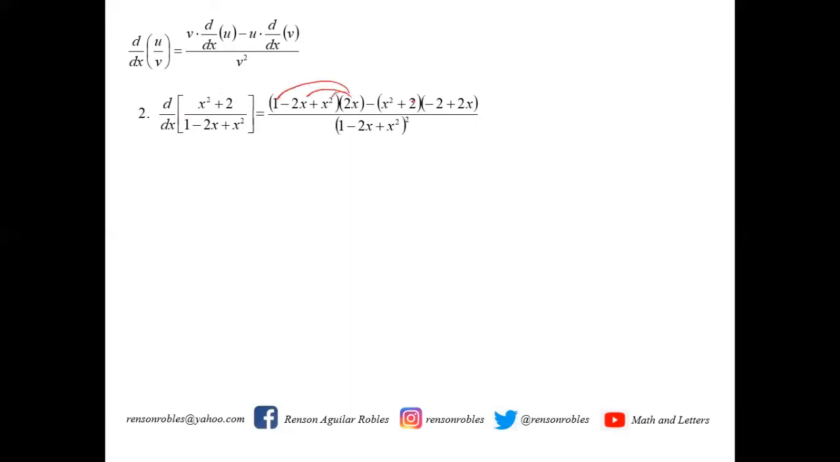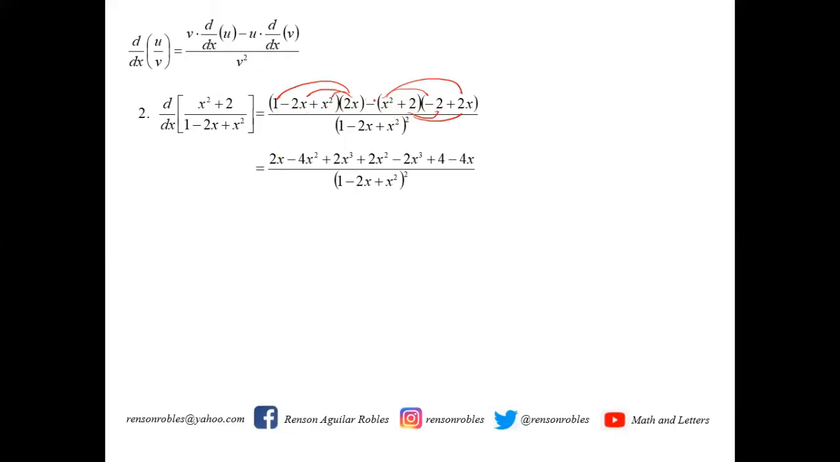Okay, as simple as that. You simplify this algebraically. You use the FOIL method for this one. Okay, and then you shall have, yeah, 2x times 1, that's 2x. 2x times negative 2x is negative 4x squared. 2x times x squared is 2x cubed. And then for this one, use the FOIL method. X squared times negative 2 is negative 2x squared.